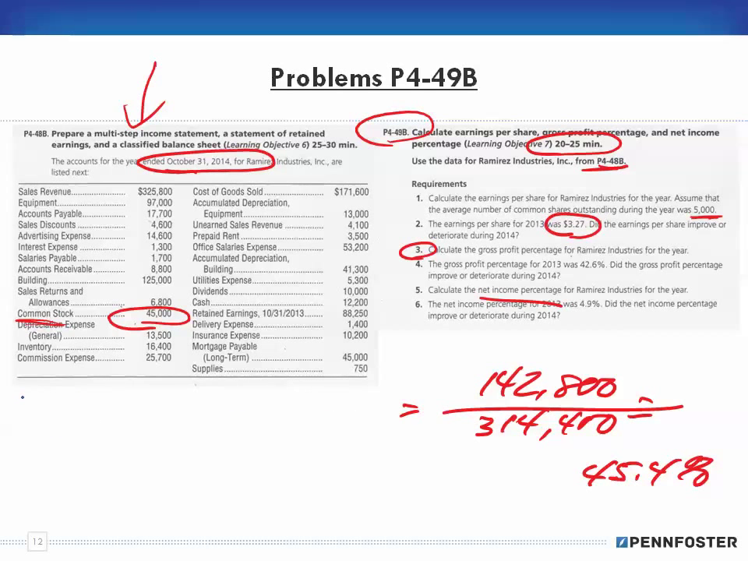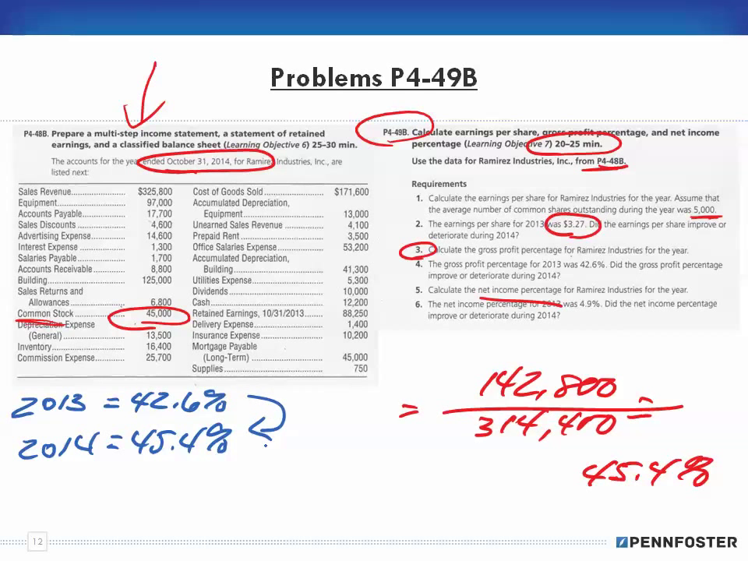All right, so number 4 says, if the gross profit percentage for 2013 was 42.6%, did the gross profit percentage increase, improve, or deteriorate during 2014? Right, so I have 45.4%. So yeah, it's obvious that it has increased from the previous year, and that's good. And again, if you're just looking at the number in a vacuum, if all you're doing is just looking at 45.4%, it's not telling you much. You need to be able to compare it against something else.